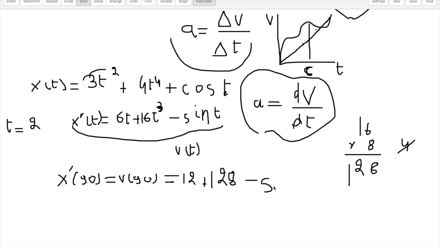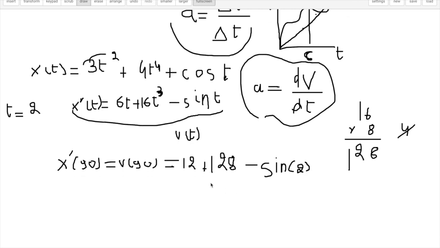minus sine of 2. And remember, I don't know about other examinations, but for AP Physics, you would have access to a calculator. And so we can go ahead and simplify this. So 128 plus 12 is 140. So 140 minus sine of 2, that is equal to the instantaneous velocity at t equals 2 seconds.